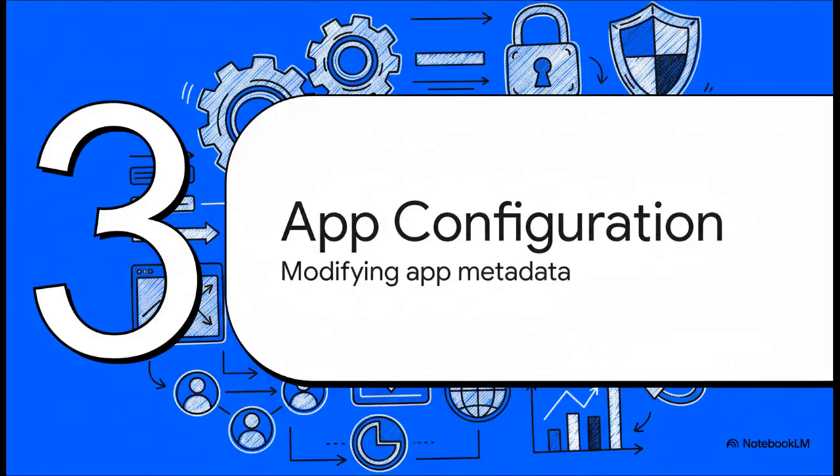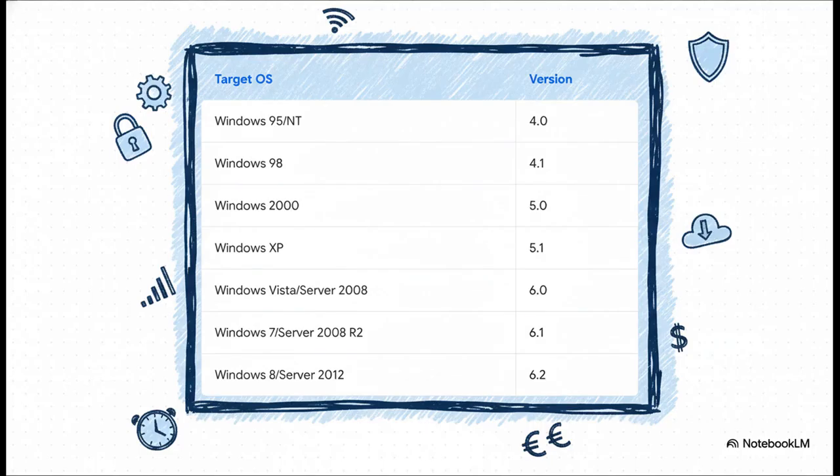All right, let's move on to a setting that actually modifies your application's header information, all for the sake of compatibility. So PC Guard can actually change the target OS info right in your file's header, which can be super useful. The default is set to Windows 95/NT 4.0, but as you can see, you've got options.